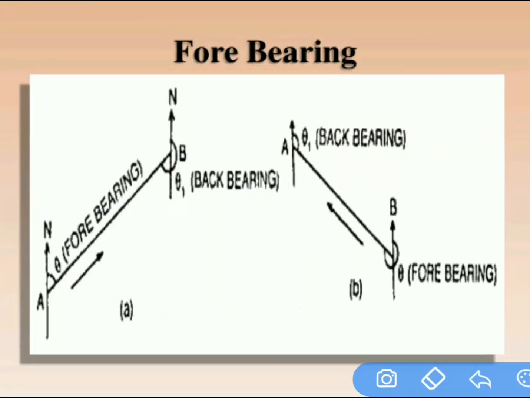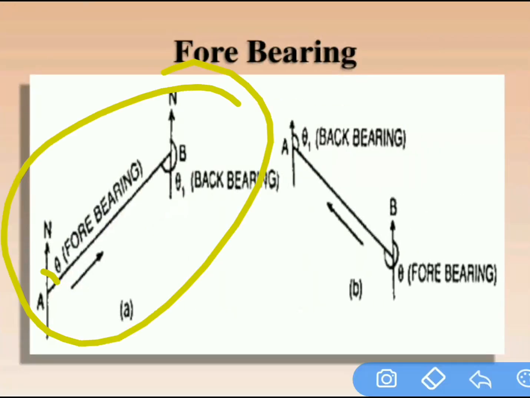Next, see this figure. This is the forebearing. This is the back bearing. This is the back bearing. This is the forebearing. Why? Because survey line direction is in this direction. Here survey line direction is in this direction.